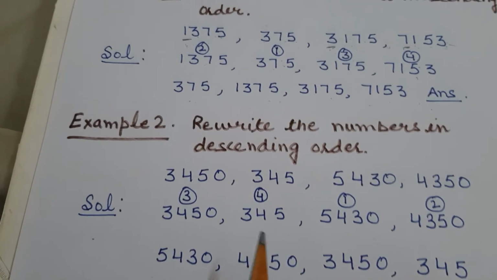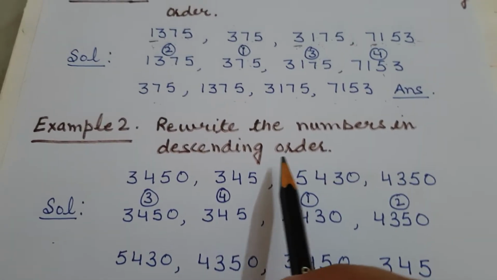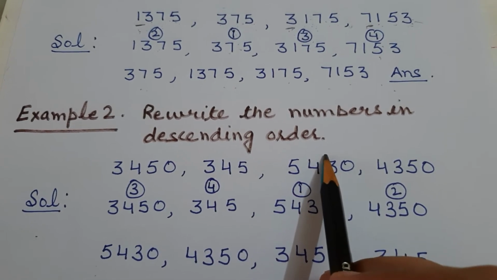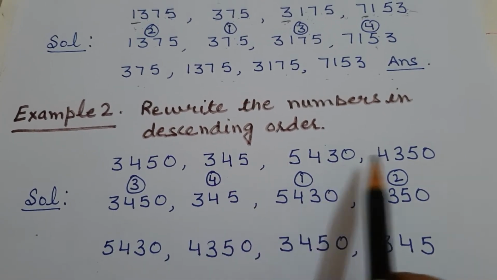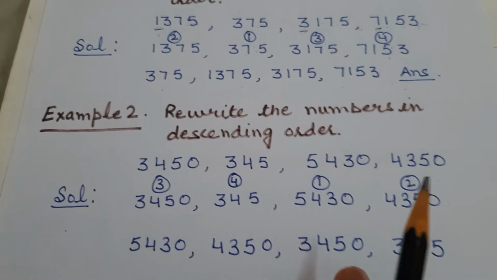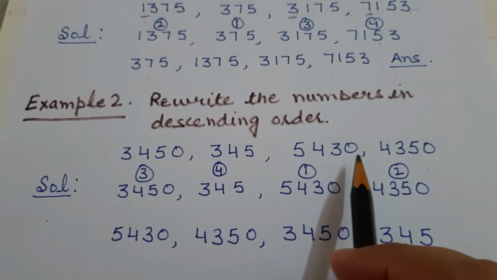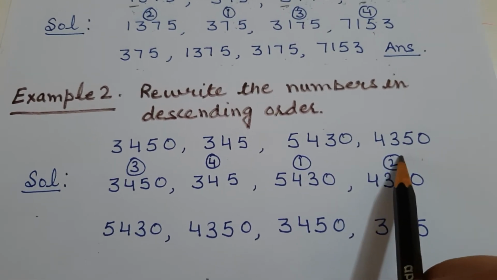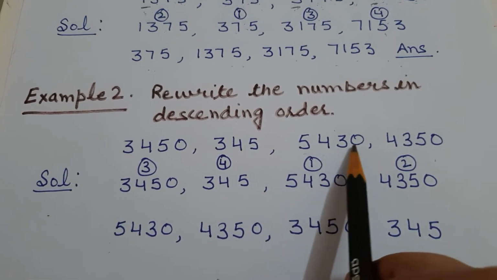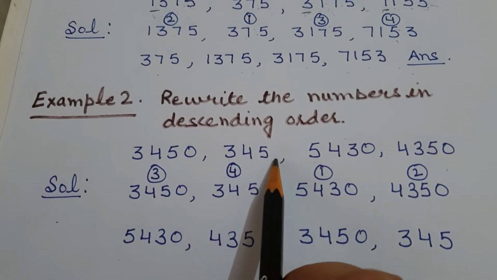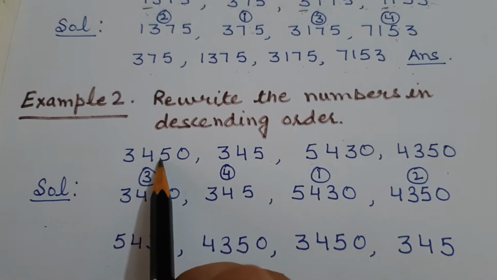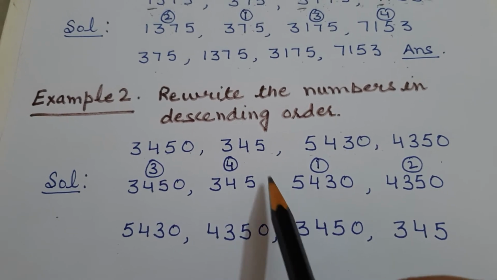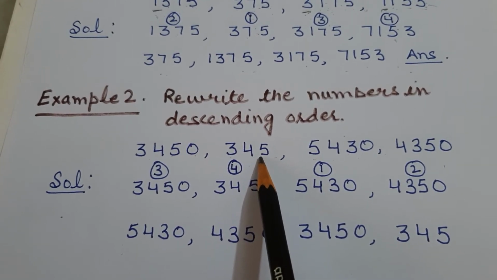Now the next example I am taking is of descending order. Rewrite the numbers in descending order. Again 4 numbers are given. The method is the same. First we count the places of all the numbers. It has 4 places, 4 places. This number has 3 places and this number has 4 places. So which is the smallest one? This one.